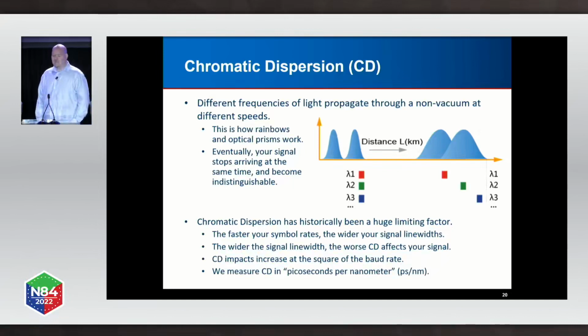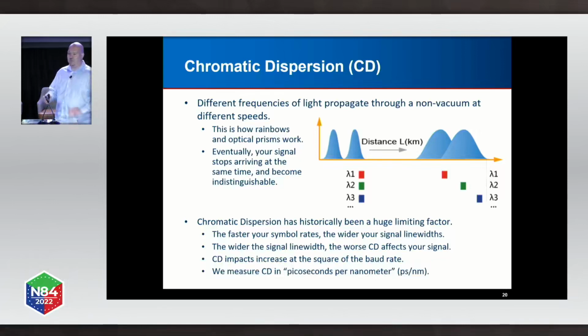Historically, chromatic dispersion has been one of the biggest limiting factors in everything that we've done in optical, especially in what's called NRZ signaling, direct detect. The faster your symbol rates, the faster your baud rate, the faster you transition between ones and zeros, the wider your signal line widths. And so the impact of chromatic dispersion increases at the square of the baud rate. Historically, we really limited ourselves to 10 gig because of chromatic dispersion for quite a while.